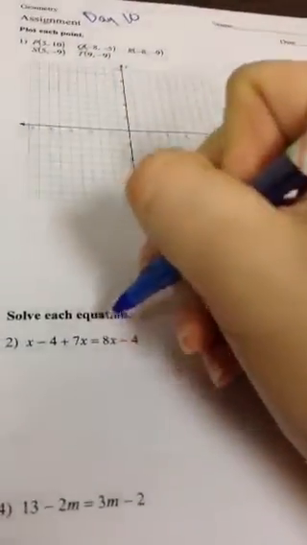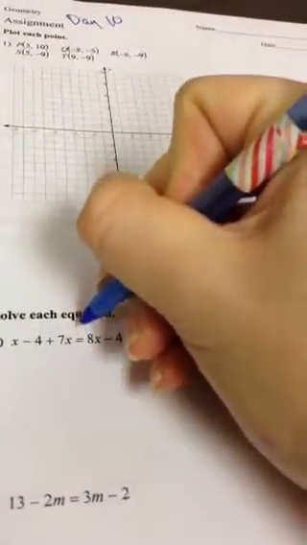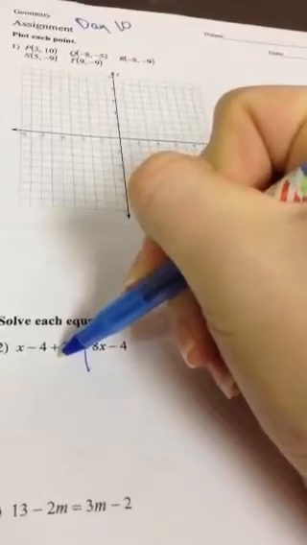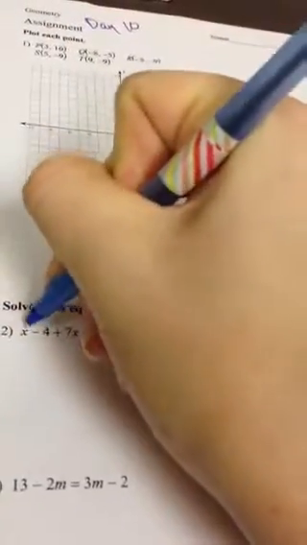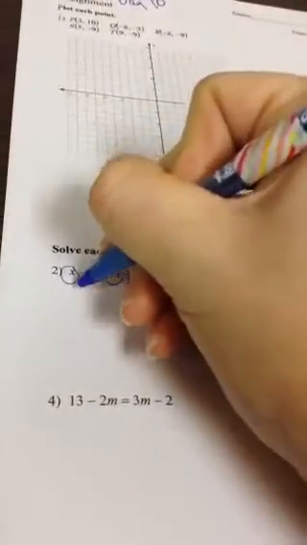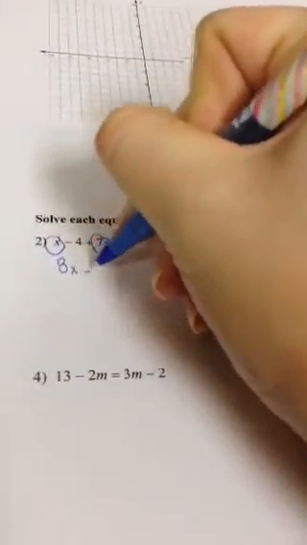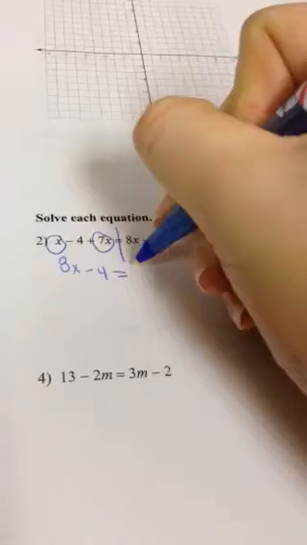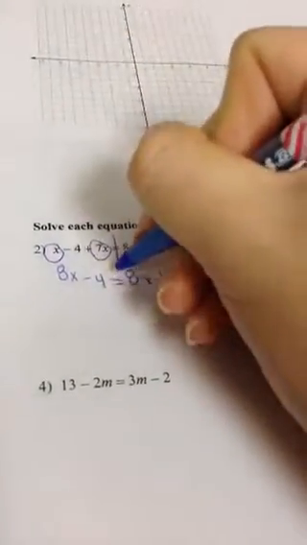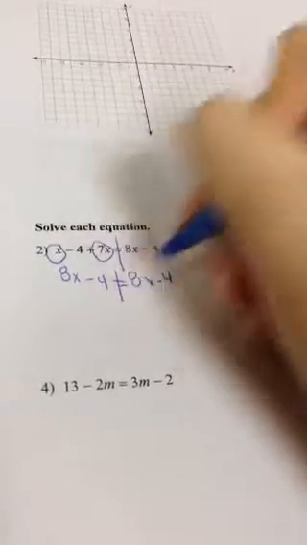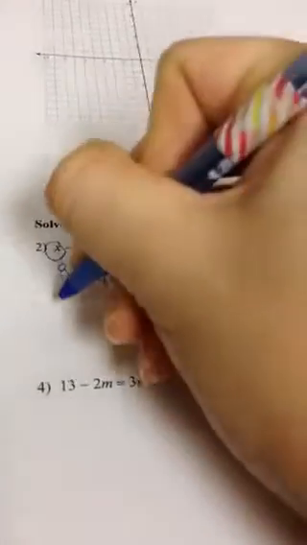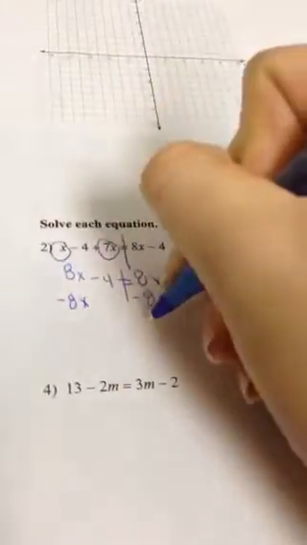So in number 2, I don't have any parentheses, but I do have an x here and a 7x here. Those are like terms, so I'm going to combine them. I get 8x minus 4 equals 8x minus 4. Then I'm going to move the variable to one side. I'm going to subtract this positive 8x from both sides.